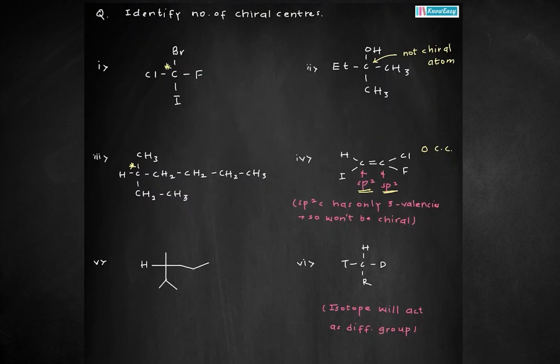So you have to always remember, whether the carbon is sp2 or sp, it will never be a chiral atom. For a chiral atom it should be sp3 hybridized. Go next.